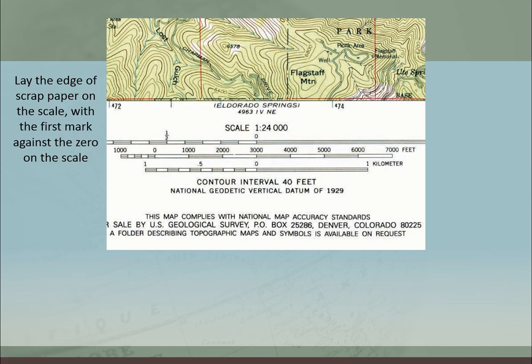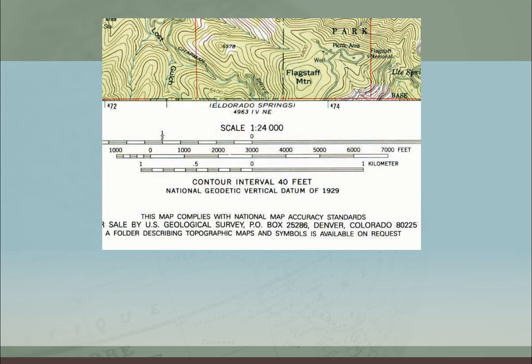So you're going to lay the edge of your marked scratch paper on the scale, with the first mark against the 0 on the scale, just as I've done here. Then you're going to measure to the end of your scale and mark it. I would in fact mark it and label it as 1 kilometer. That is the distance from 0 to here. But we've got something left over, and we need to measure that as well.